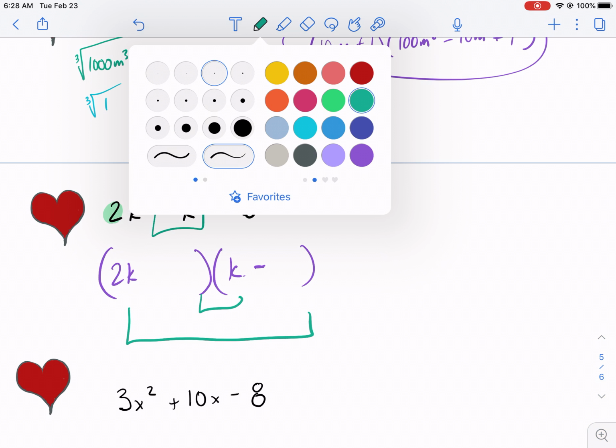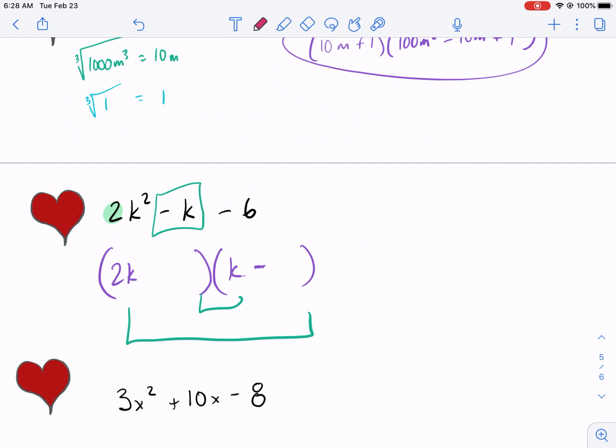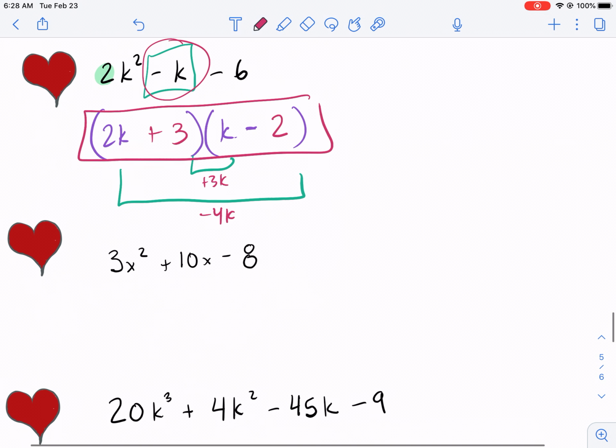Okay. So what is it going to be? Well, I'm going to put probably a 2 here and a 3 here, positive 3. This would give me a negative 4k, and this would give me positive 3k. Those two added together give me that. So this is my factored form right here.